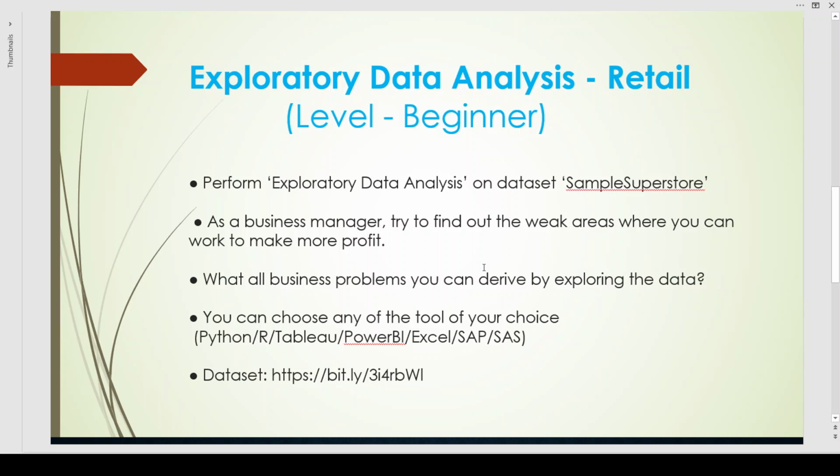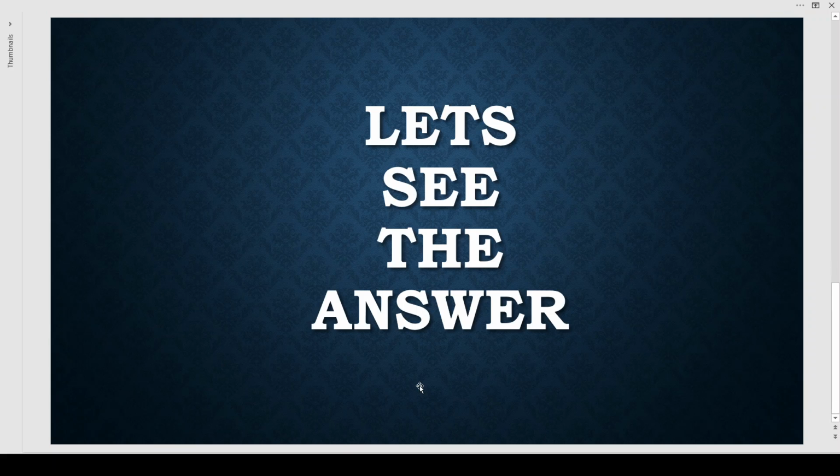Problem statement one is, as a business manager, try to find out the weak areas where you can work to make more profits. Problem statement two is, what are the business problems that you can derive by exploring the dataset. You can use any language like Python, R, Power BI, Excel, SAP, or SAS according to your choice. The dataset can be found at this link. Don't worry, I have included this link in the description. Let's get into the solution for this task.